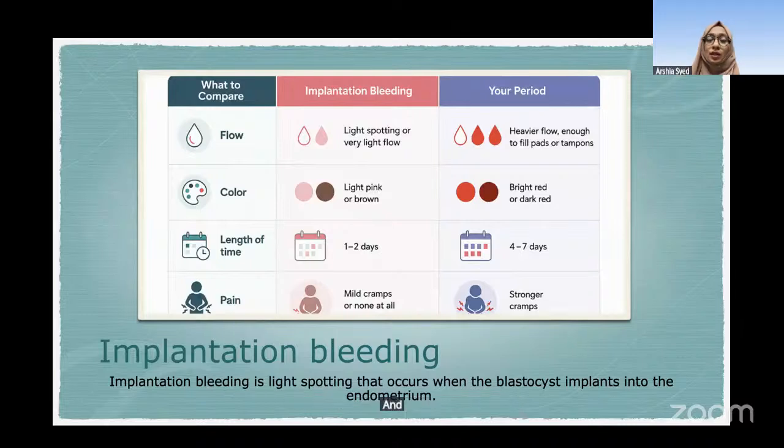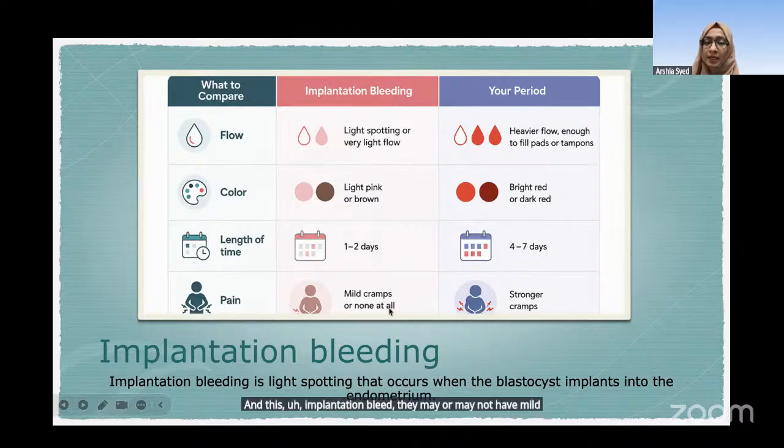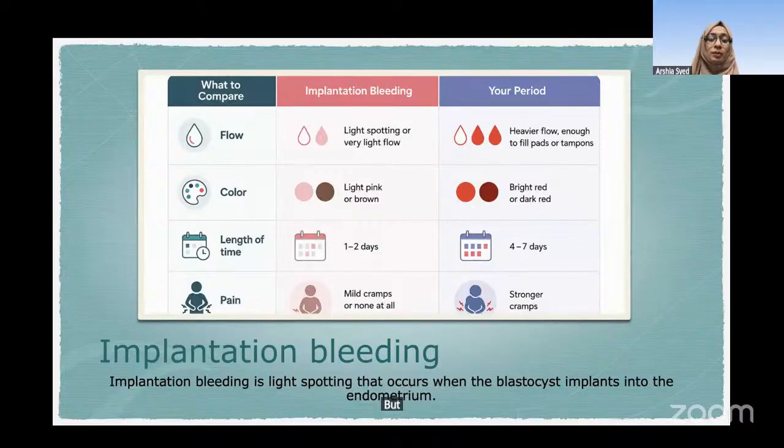With an implantation bleed, they may or may not have mild cramps, very negligible, not causing any sort of distress to the patient, but a period cramp will be stronger. So this sort of bleed is called an implantation bleed. What you need to remember is the implantation bleed is not similar to abortion. Here the pregnancy continues.